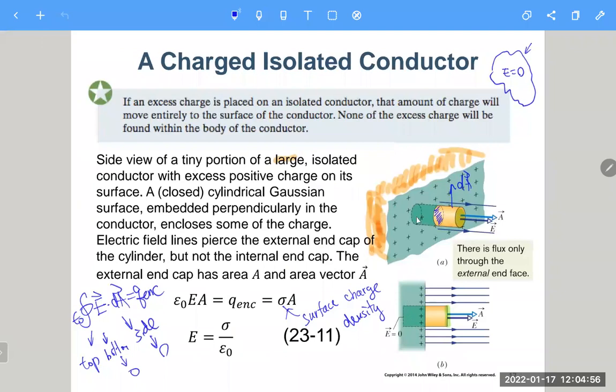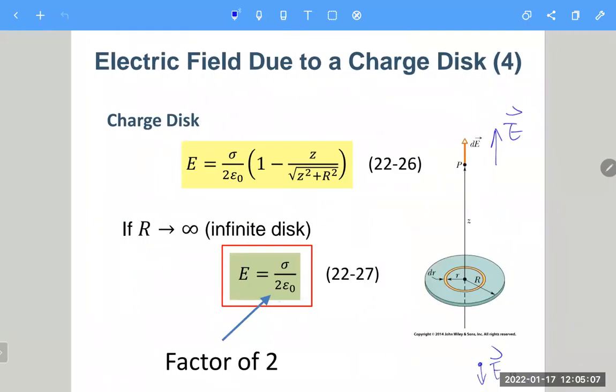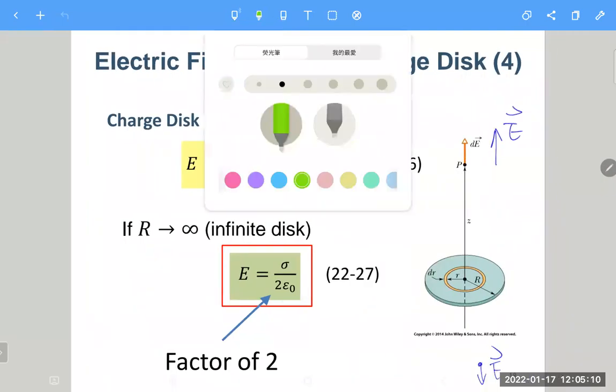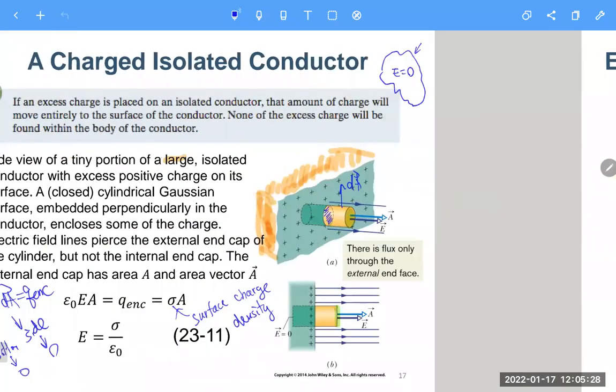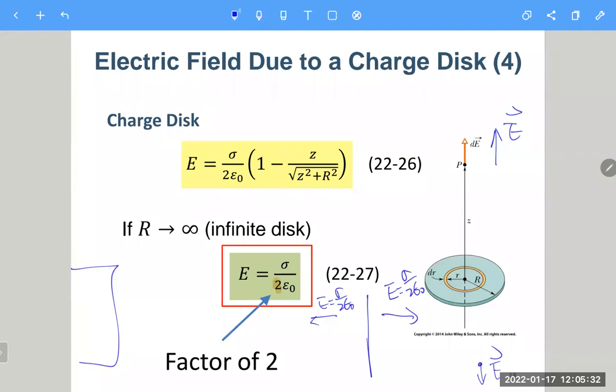But here we assume that this conductor is infinitely large and infinitely thick, so it only generates the E field on the right side. So we get a factor of 2 here. Because for the thin plate case, it generates E to be sigma over 2 epsilon naught. But here we have a very large conductor, and it generates the E field as E equals sigma over epsilon naught. So it's just like adding these two together, all of them pointing to the right side.